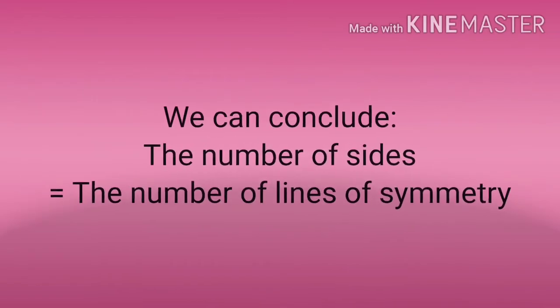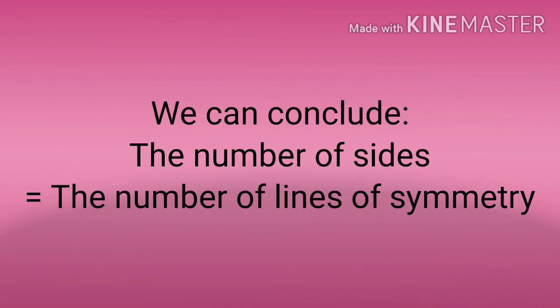It means the number of lines of symmetry in a regular polygon is the same as the number of sides. As you can look here, in an equilateral triangle there are 3 line segments. It means an equilateral triangle has 3 sides, so there are 3 lines of symmetry also available. A square is a regular polygon and has 4 sides, so a square has 4 lines of symmetry.